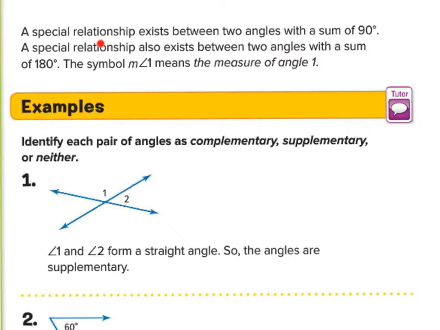Therefore, a special relationship exists between two angles with a sum of 90 degrees, and a special relationship also exists between two angles with a sum of 180 degrees. The symbol m angle 1 means the measure of angle 1, as we explained earlier.